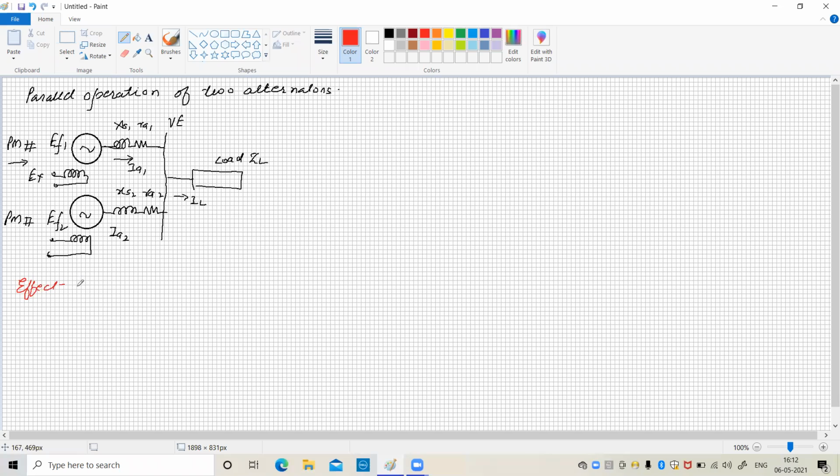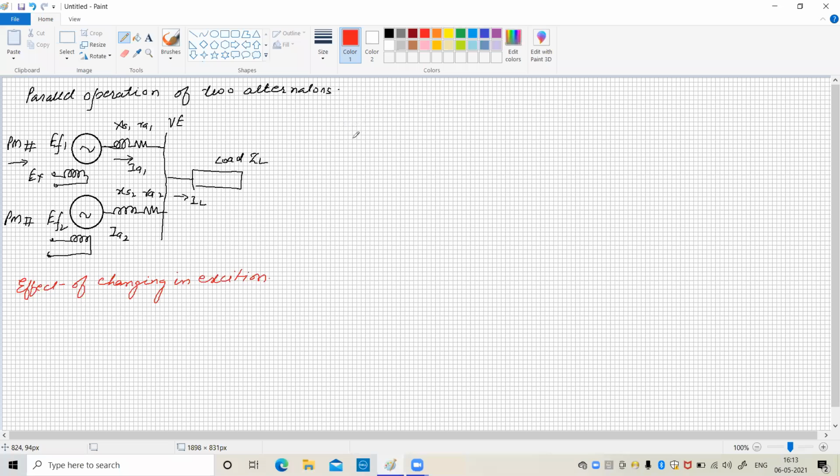Effect of change, effect of change or changing in excitation. Okay. So for this purpose, what we will do, we will try to draw the phasor diagram, and from the phasor diagram it becomes very simple to understand what is the effect of change in excitation over the alternator. Okay, so say we can draw this as an equivalent circuit.